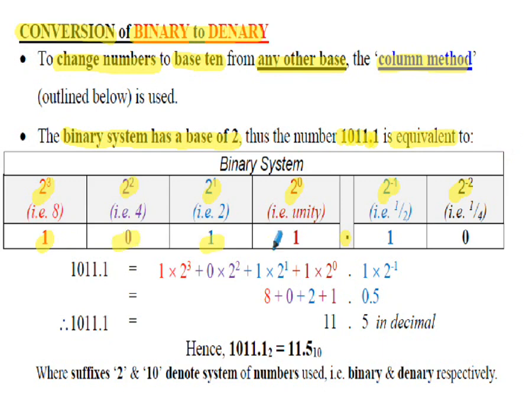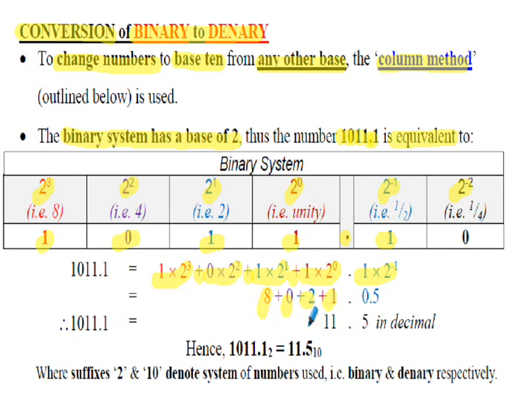So given a number 1011.1 in binary, we can evaluate that as 1 times 2 to the 3 plus 0 times 2 to the 2 plus 1 times 2 to the 1 plus 1 times 2 to the 0 to the left of the decimal point. To the right of the decimal point, we've got 1 times 2 to the minus 1. So evaluating that, 1 times 2 to the 3, that's 8, plus the 0 times 2 to the 2 is 0, plus 1 times 2 to the 1 is 2, plus 1 times 2 to the 0 is 1.